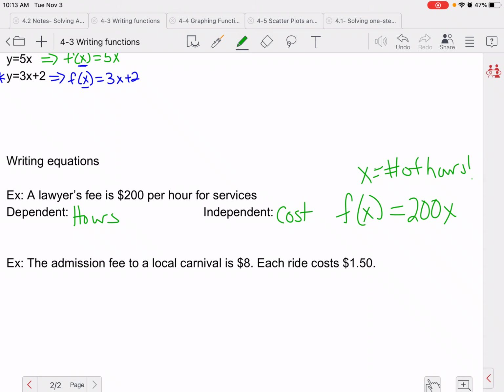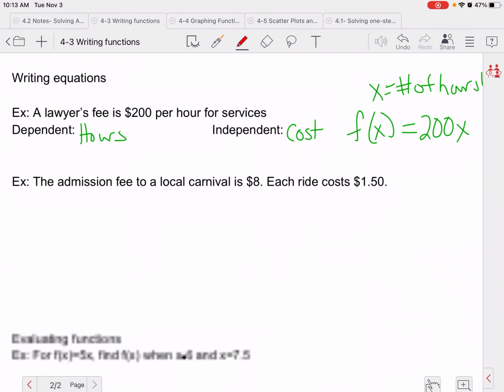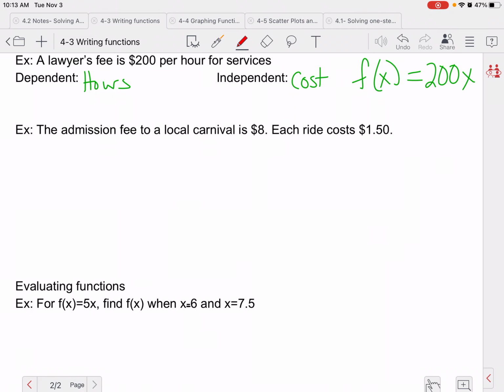All right, let's look at another one here. The admission fee to a local carnival is $8 and each ride costs $1.50. So we have our dependent and our independent variables. The cost depends on how many rides we ride. So the dependent is the number of rides that we're going on, and the independent is the cost.